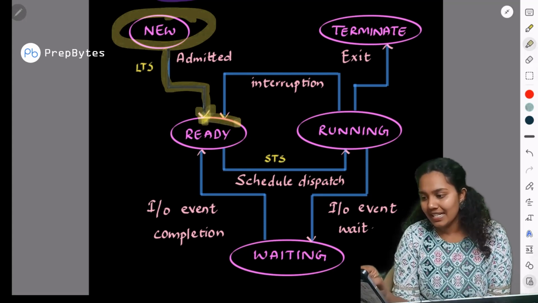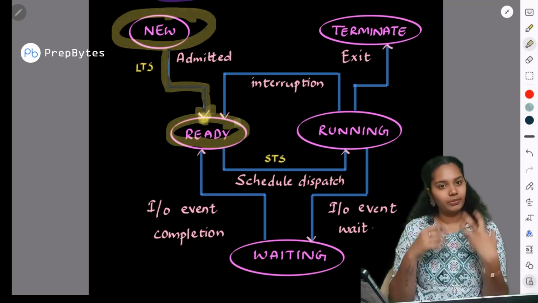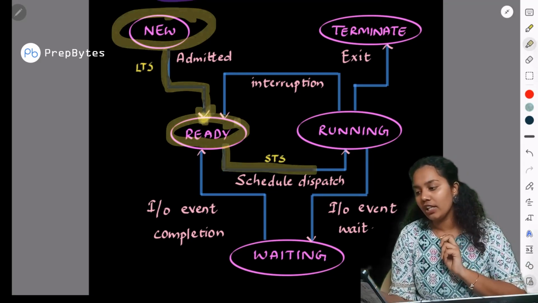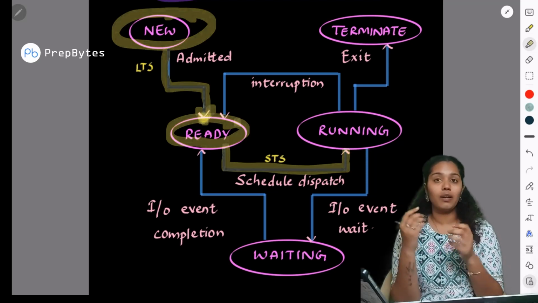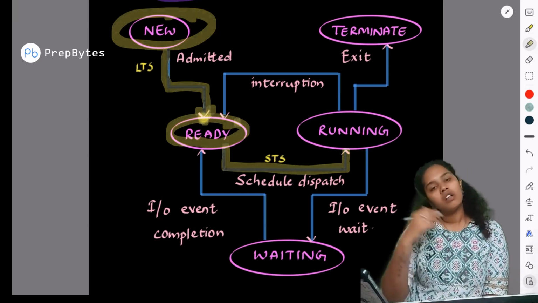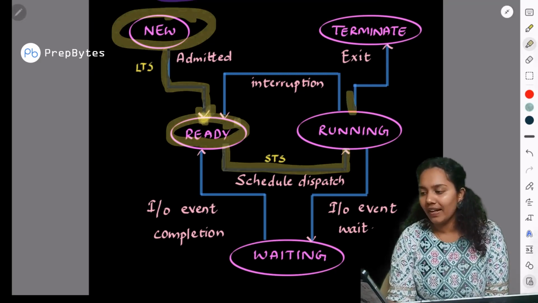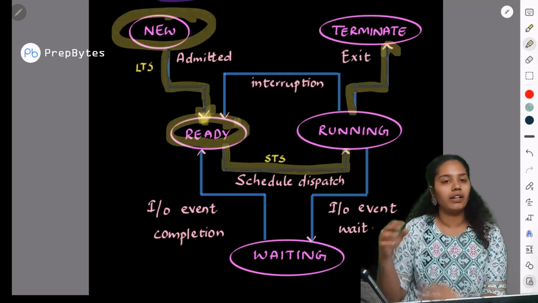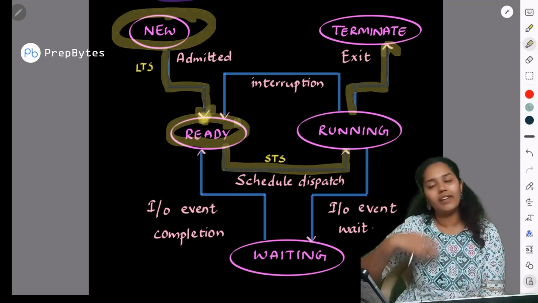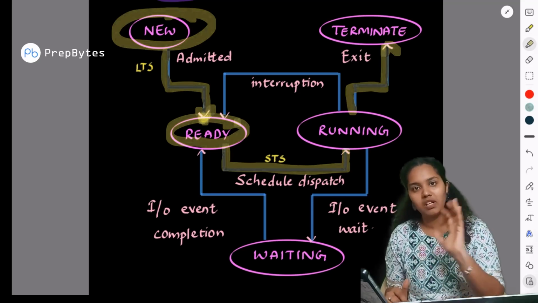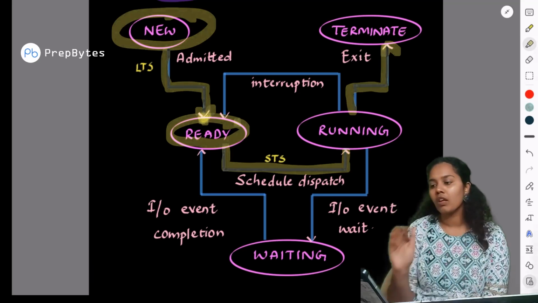Once it is in the ready state, when it is told what to do and what not to do, it is generally loaded into the running state. What does running mean? It is in execution. After coming into the running state, once it runs successfully, it will complete the process, terminate itself, and exit. This is the normal case. Every process goes through this.